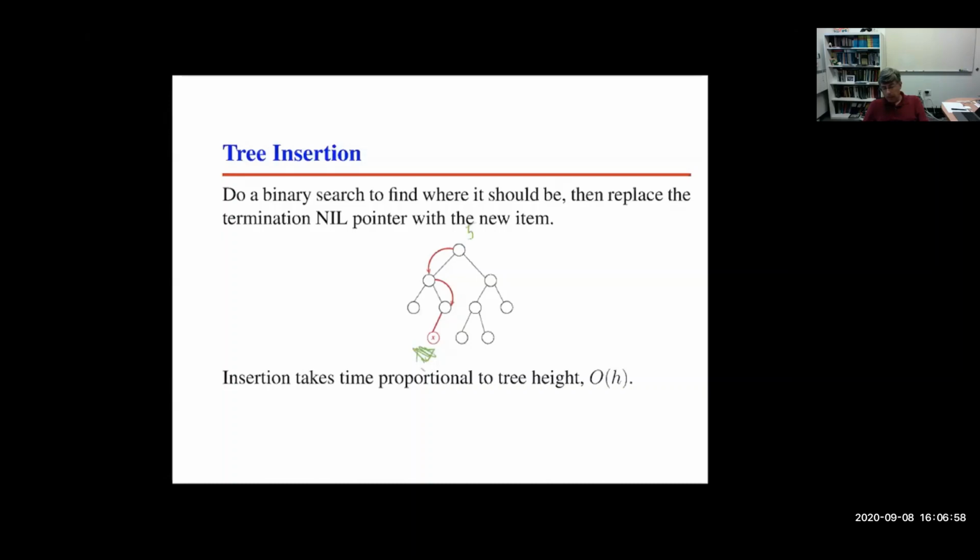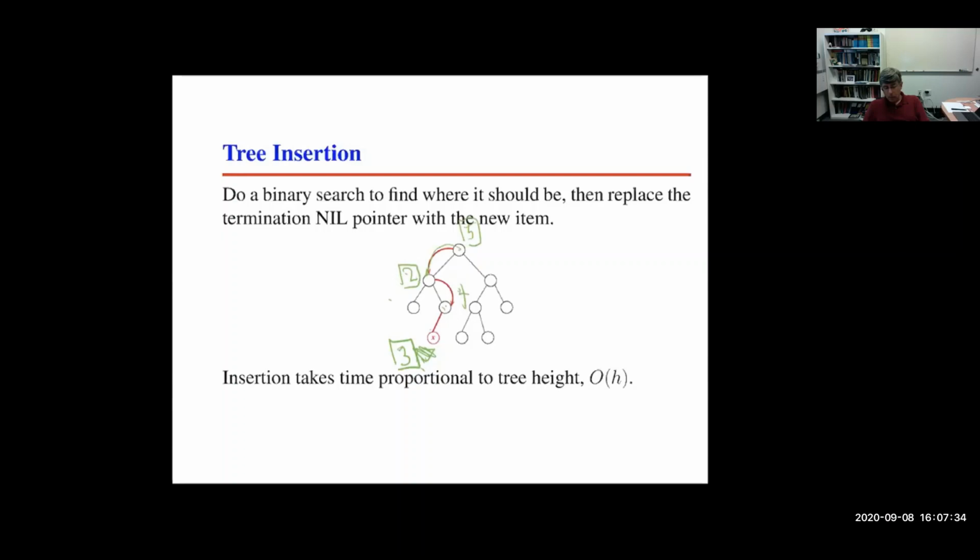But suppose there is an item 3 in the tree. Maybe I want to insert an item 3. It's got to be on the left side of what the root is. If the root is 5, it's got to be on the left side. If the value here is 2, then it's got to be greater than 2. It's got to be on this side. If this guy was a 4, then it's got to be on the left side.